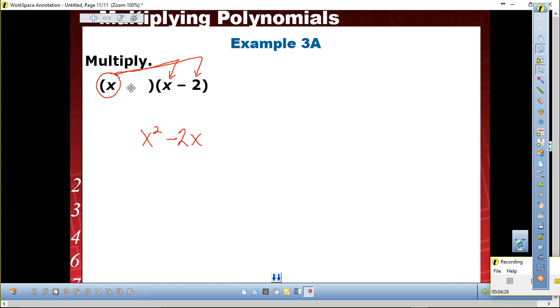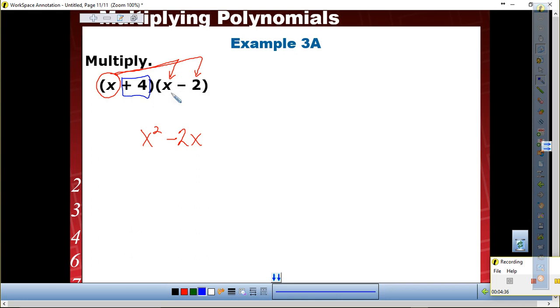But we're not done. It's not a monomial. Now it's a what? Binomial. So what do we do with that? We do it again. I'm going to box this one, and I'm going to distribute to these 2 again. What is 4 times x? 4x. What is 4 times -2? -8. Are we there so far? So check this out. For step 1, what I did, I multiplied. Is that correct? Did I multiply? Yes.